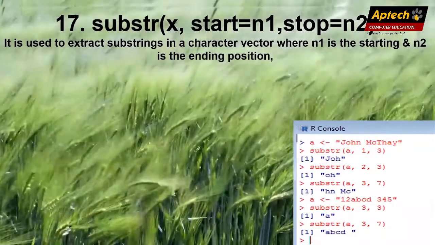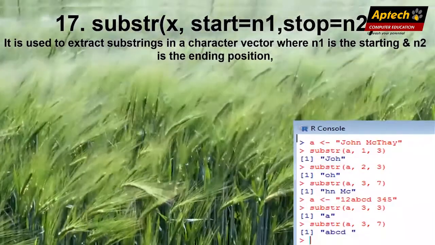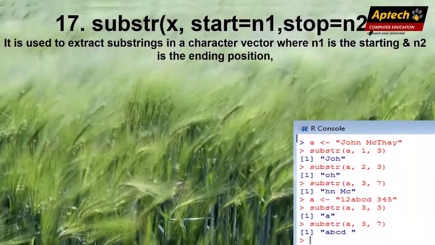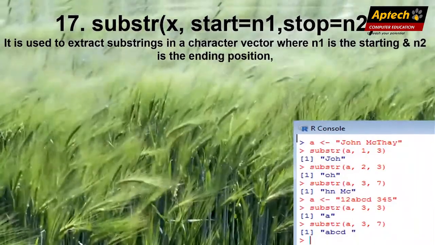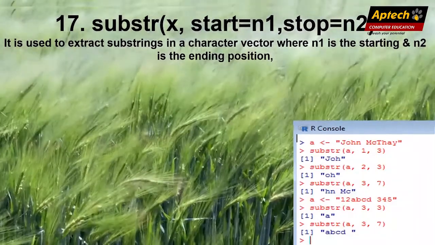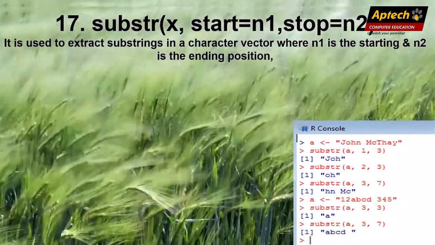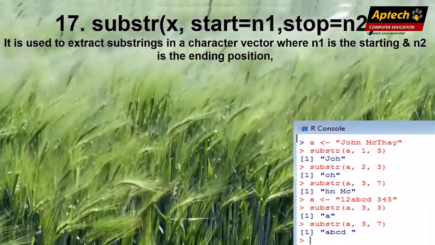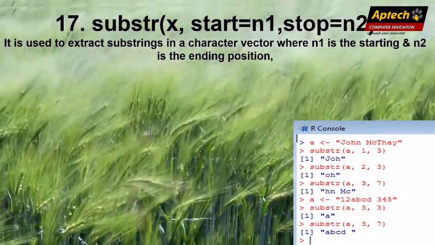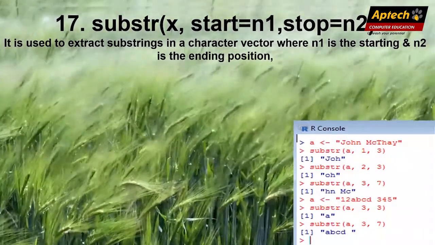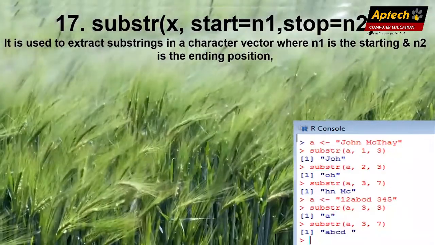The next example initializes A, B, C, D, 3, 4, 5 to A, and substr(A, 3, 3). See, A is this, and the starting and ending position is third, so it will return only one character. Again, substr(A, 3, 7): the third character is A and the seventh character is space, so it will return A, B, C, D, S.